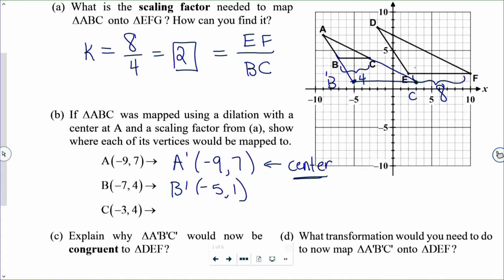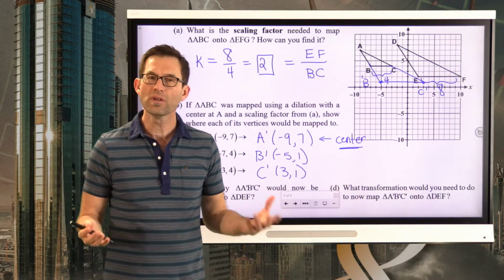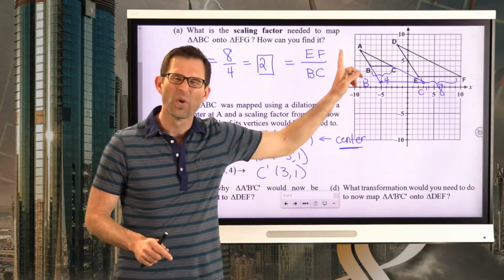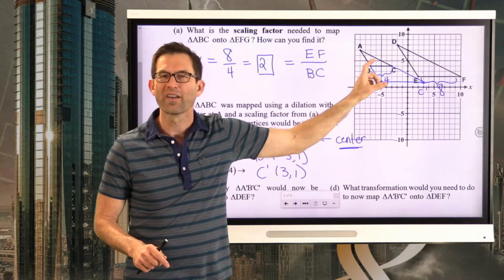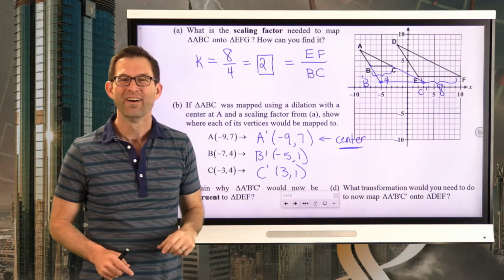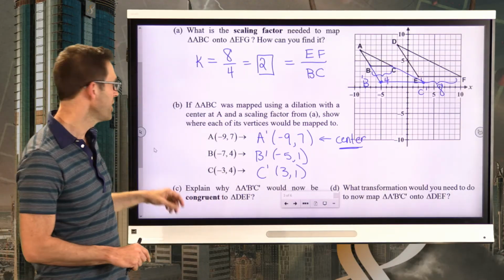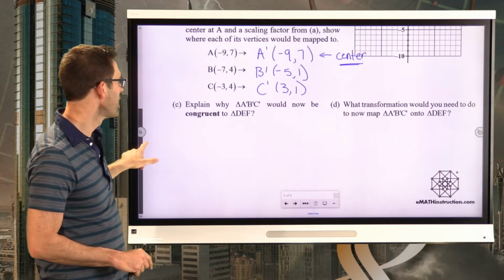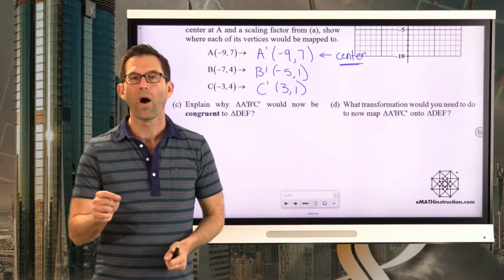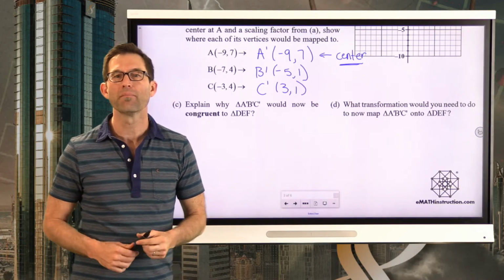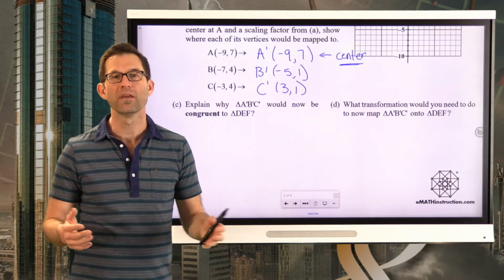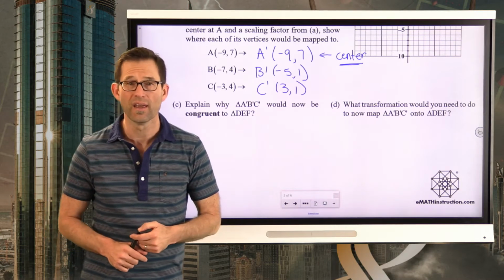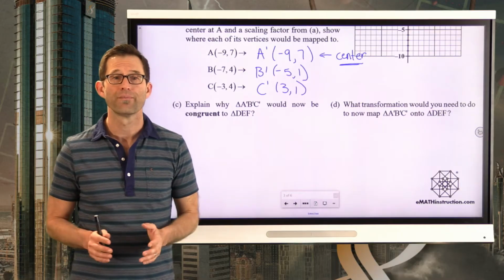All right, and that's going to be C prime. And that is going to be at 3, 1. Okay? Now, it should look pretty obvious, although quite messy, that this triangle and this triangle are congruent to each other. All right? But let's talk in letter C about why we now know that triangle A prime, B prime, C prime would have to be congruent to triangle DEF. Well, it's this simple, right?